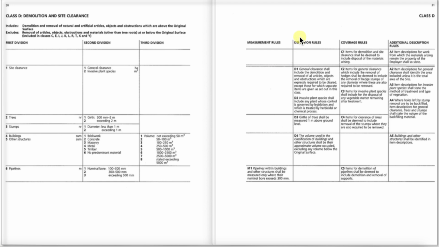On the right-hand side of the page, we've got more columns. We've got measurement rules, very important. We've got definition rules, coverage rules, and additional description rules. So it may be that there is a requirement to add something which perhaps is not on the left-hand side of the page. We've also got these horizontal lines here. Now, these horizontal lines run from left to right, so it's no accident that they all tie in. The double horizontal line here means that anything above it, and in this instance C1 coverage rules and A1 additional description rules, apply to everything below it.